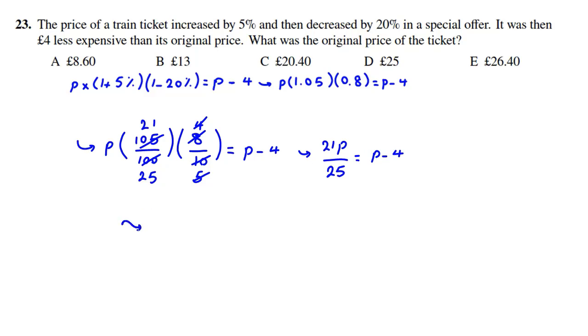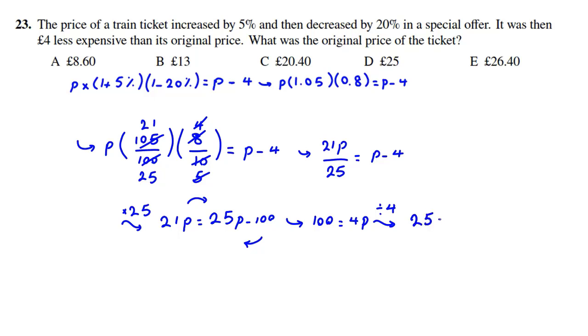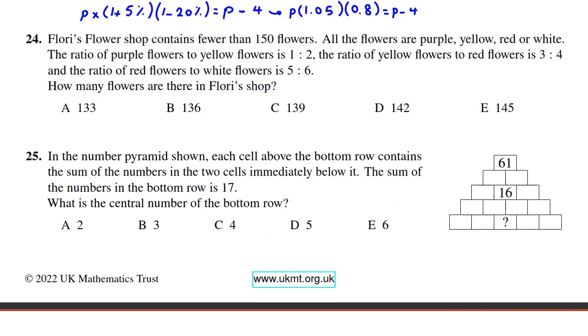Then in next step, we multiply both sides by 25. It will be 21p equal to 25p minus 100. We take these to right-hand side, these to left-hand side, so we can conclude negative 100 will be 125p minus 21p is 4p. If you divide both sides by 4, 25 equal to p. So the answer is 25, which is D. Okay, it was problem 23.